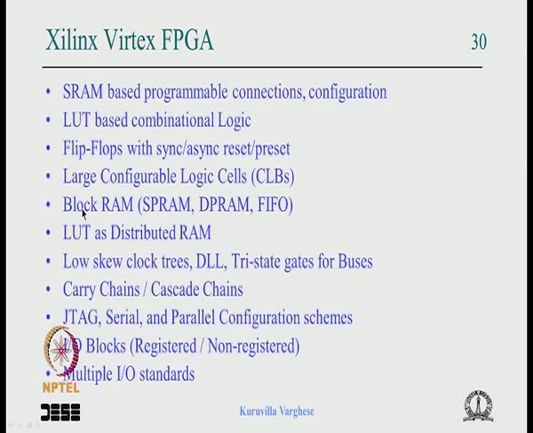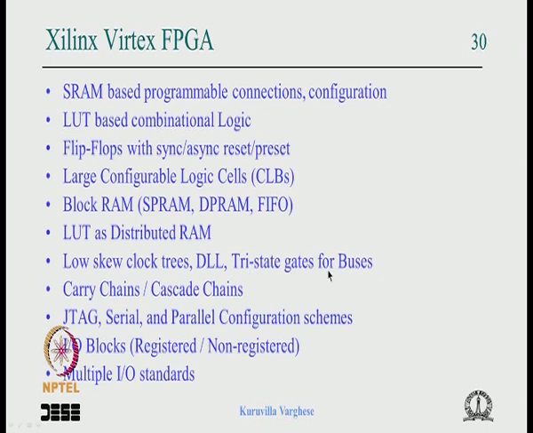Then you have dedicated memory called block RAM, which can be configured as single port, dual port, FIFO and all that. Lookup table can be used as memory, we will see that. There are clock distribution networks, called clock trees, which are low skew. Once again we will see why it needs to be low skew. There are DLLs, and currently the FPGAs use PLL, but this is a dedicated component, you have to instantiate it or get it from the core generator and you can use it.